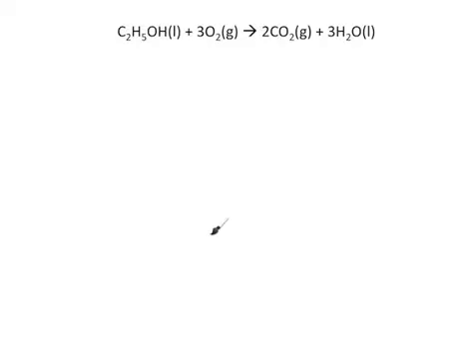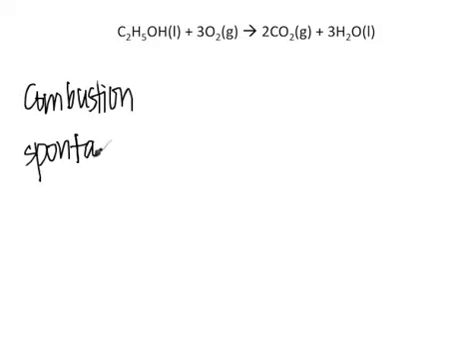Question number 4. Ethanol reacts with oxygen gas to become carbon dioxide and water. So again, this is another combustion reaction. As we know, combustion reactions we predict are spontaneous. The delta H is going to be a very large negative number because it's exothermic and releases large amounts of heat.